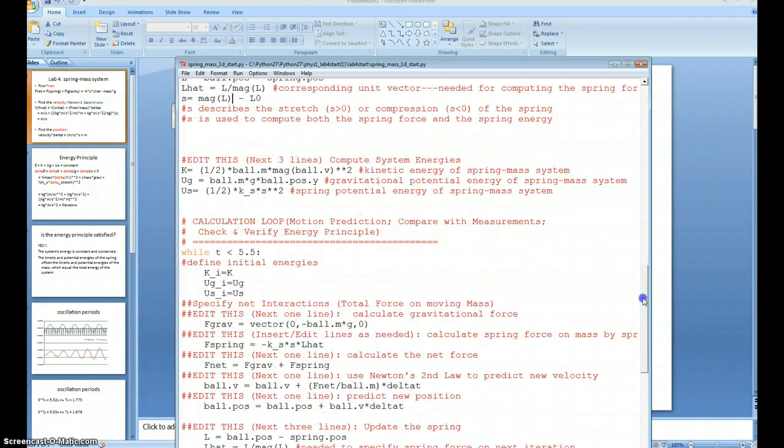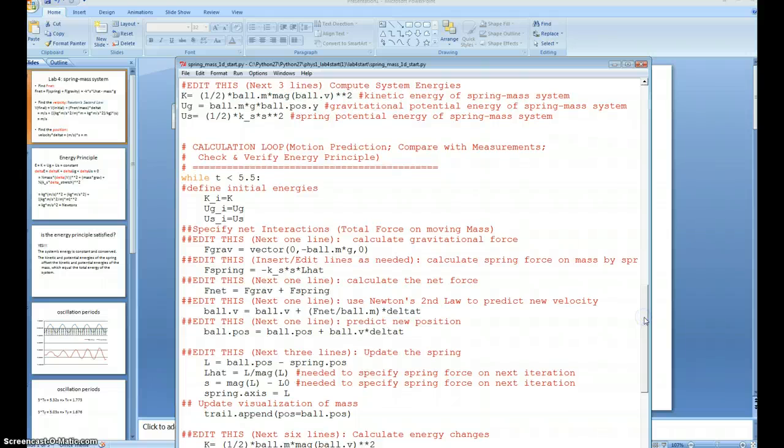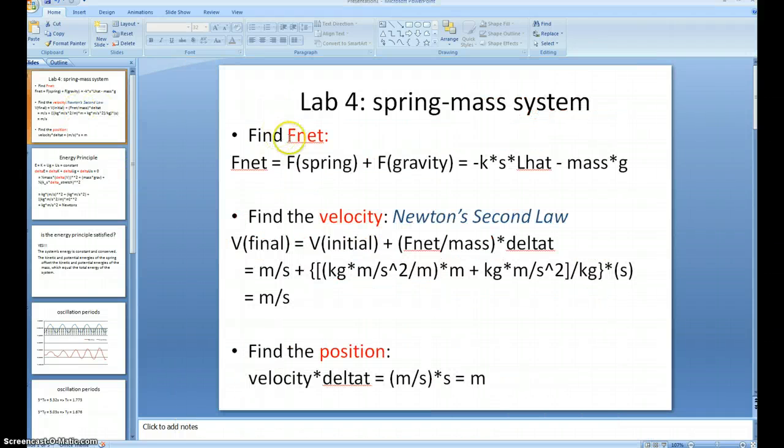Next, we come down to the heart of the code that we really need to edit. So how did we edit that? First, we need to define Fnet. And we know that Fnet is just equal to the sum of all the forces acting on the object. And in this case, that was the spring force and the gravity force. And here you can see we have the identities for those. The spring constant K, stretch S, L hat, and the mass times gravity.